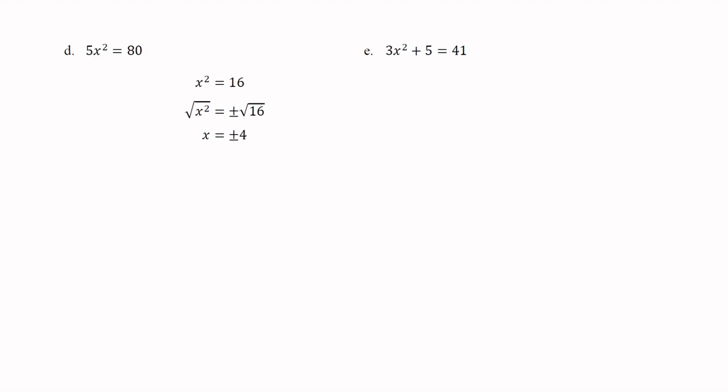For this one, we have a little bit more work to do. We can subtract 5 from each side. Then we can divide each side by 3. That gives us x squared equals 12. And then we take the square root of each side, simplifying the radical as we go. Take out the square root of 4 and make it 2 out in front. So we're left with x equals plus or minus 2 square root of 3.